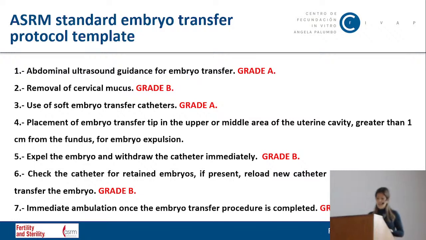Abdominal ultrasound guidance for embryo transfer, with a grade A recommendation; removal of the cervical mucus; use of a soft transfer catheter; placement of the embryo transfer tip in the upper or middle central area of the uterine cavity, greater than 1 centimeter from the fundus for embryo expulsion. Expel the embryo and withdraw the catheter immediately. Check the catheter for retained embryos and, if present, reload a new catheter and immediately retransfer the embryo. And immediate ambulation once the transfer procedure is completed.